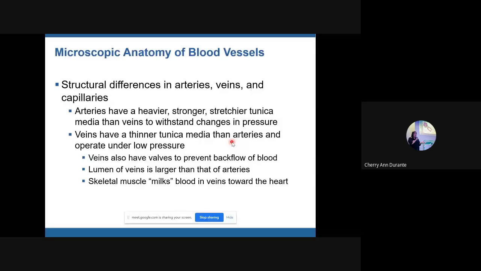Pag veins naman, the veins work by preventing the backflow of blood to the heart, syempre. So it's the one that causes blood to go towards the heart. Lumen of veins is larger than that of arteries, but lower pressure lang ang veins. Now, the reason why blood flows through the arteries is the pumping mechanism of the heart. But the reason why blood flows through the veins is because of your skeletal muscle movement. As you can see in the lowest part of the PowerPoint, skeletal muscle milks blood in veins towards the heart.